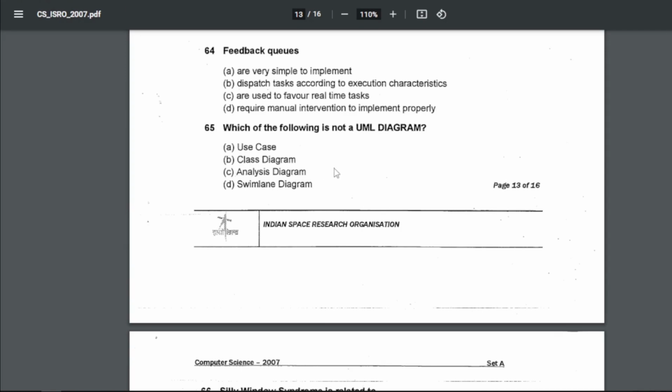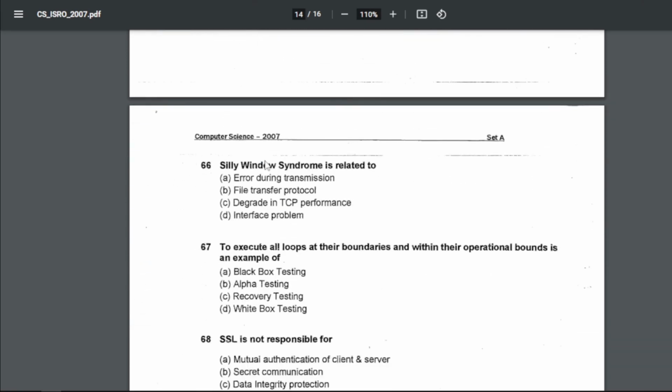65 is which of the following is not a UML diagram. So it is asking about the UML diagram. For this our answer will be analysis diagram. Analysis diagram is not a UML diagram, because the class diagram, swim lane diagram and use case diagram are all three UML diagrams, but analysis diagram is not a UML diagram.